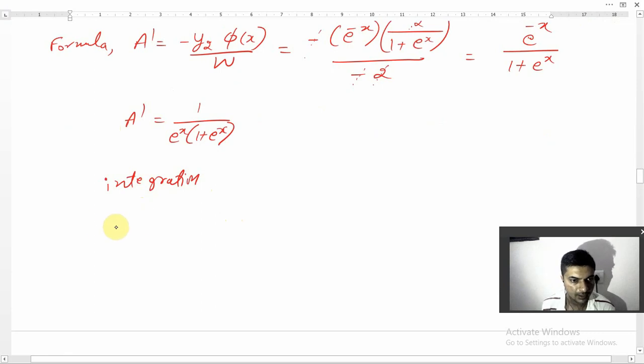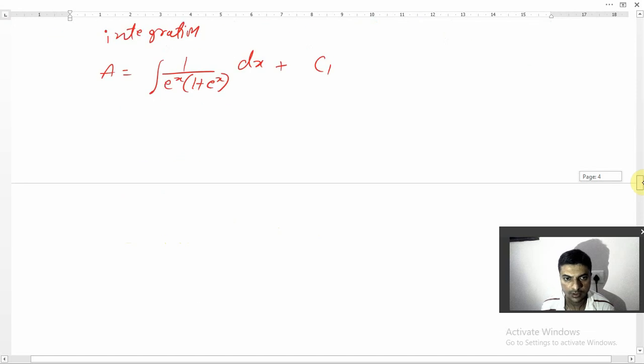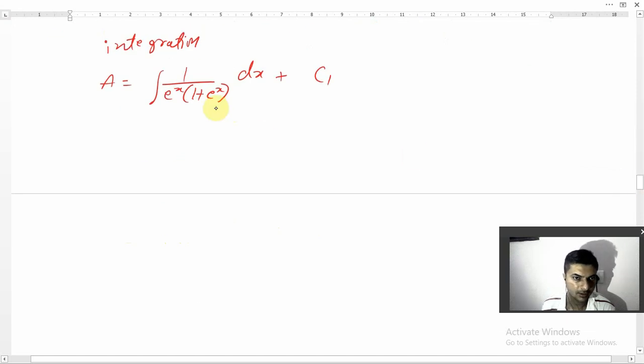Integrating, so when you integrate these terms, a dash is differentiation, so integration and differentiation are reverse, so I will just get a is equal to integration 1 divided by e raised to x into 1 plus e raised to x, this is with respect to x, plus I am going to take c1. We can easily see, friends, when we take the integration, we directly cannot simplify this integration, we don't have any formula for finding, so go for substitution method.